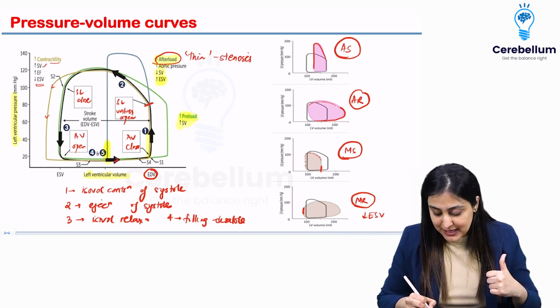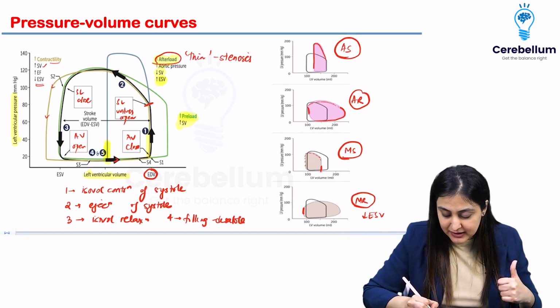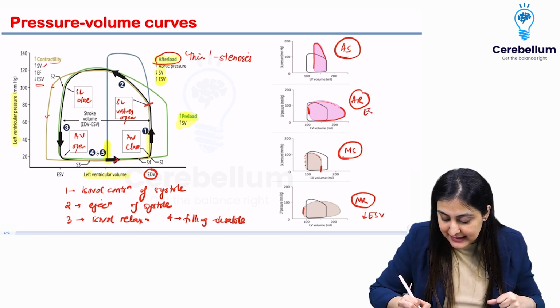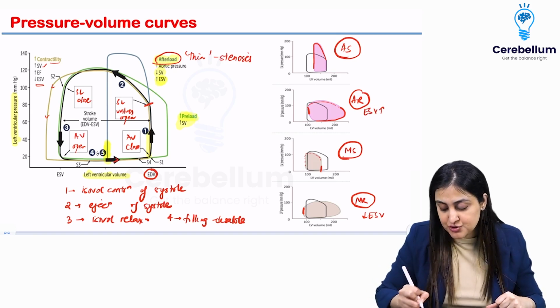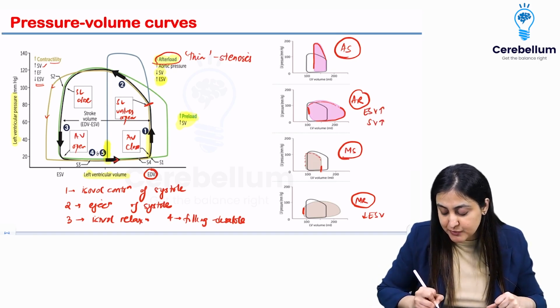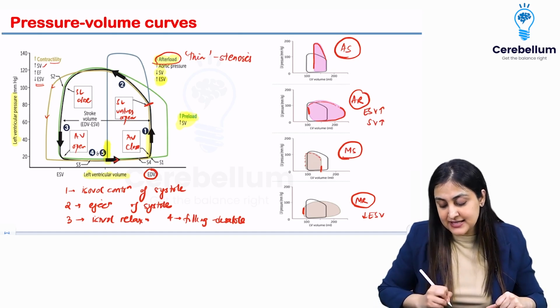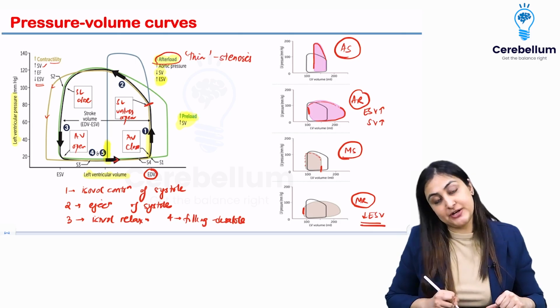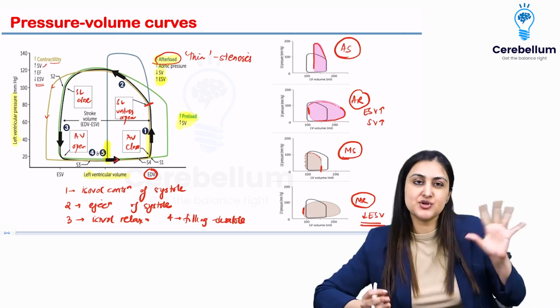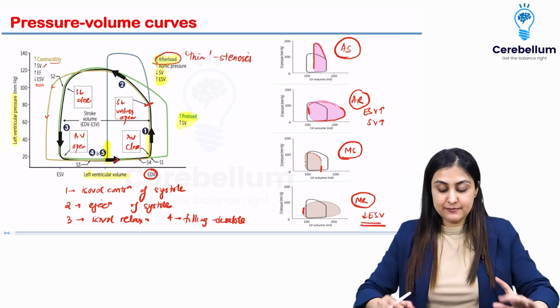Alright, are you getting this? So that's why the difference would be here, the end systolic volume is slightly greater. Even though the stroke volume is very high, the end systolic volume is still higher as compared to this. Okay, so I hope this is clear. So you can just solve this very conceptually.